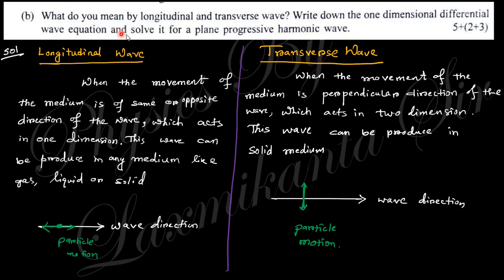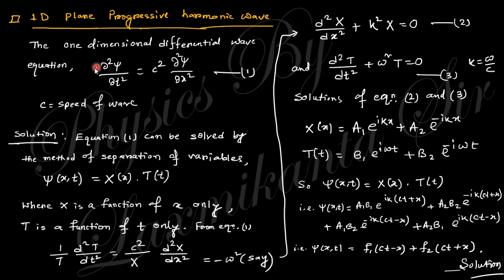Write down the one dimension differential wave equation and solve this for the plane harmonic wave. So the one dimension progressive wave can be written like that, del 2 psi by del t square equals c square del 2 psi by del x square, where psi is a function of x and t. This is a partial differential equation, so its solution can be obtained from the separation of variables. Take psi equals X of x times T of t, where capital X is a function of small x only, and capital T is a function of small t only.